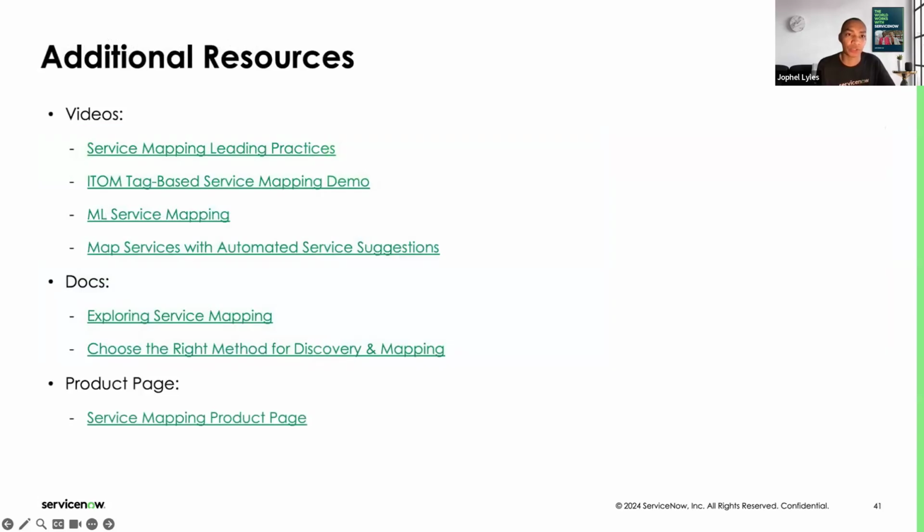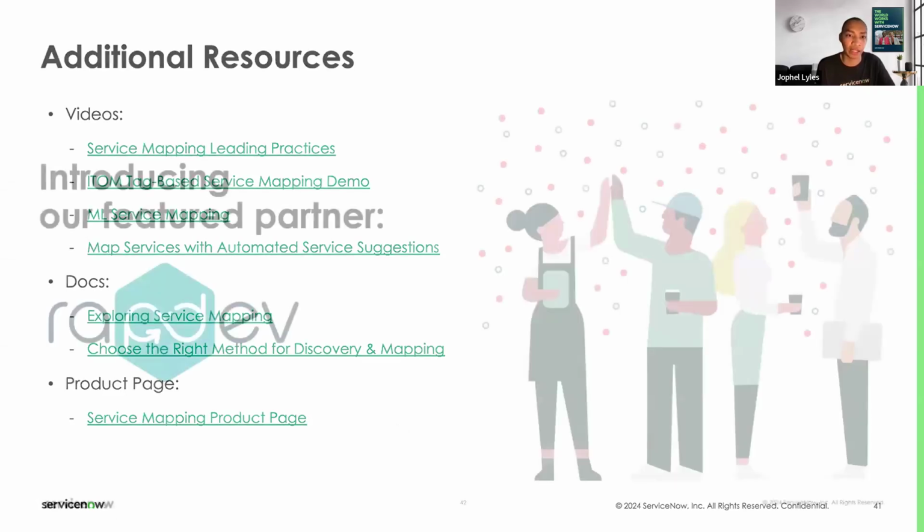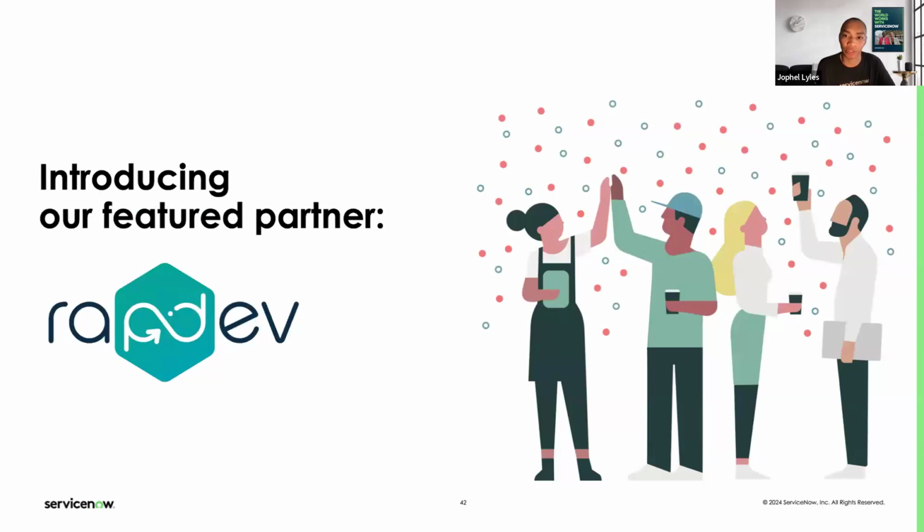Some of those additional resources that we have here are a few videos about leading practices, tag-based machine learning, as well as automated service suggestions or Service Mapping Plus, some documentation around service maps, as well as a link to our product page. Now with that, that leads us into our featured partner, RapDev.